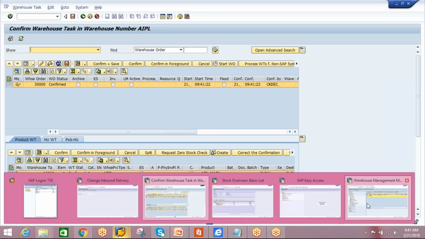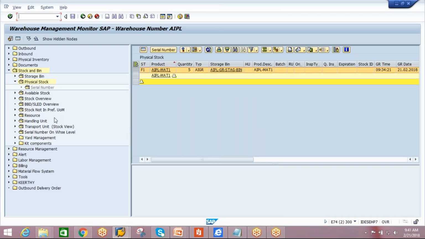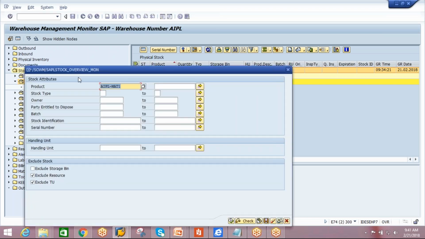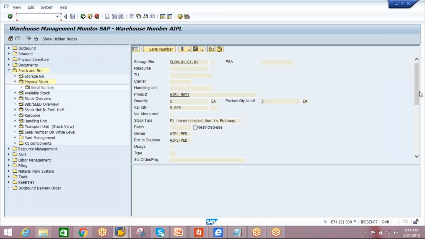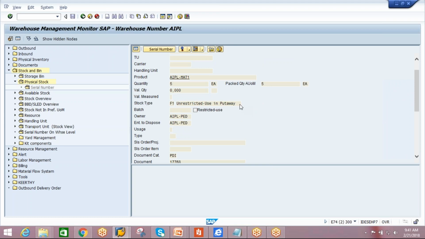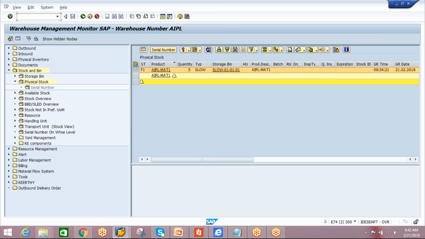Now go to monitor. I did some put away and I confirmed the put away warehouse orders, etc. Now where my stock is lying, we can check. The stock is showing in this bin and stock is not yet updated. It should be F2 unrestricted in warehouse. Some small setup is there. We have forgotten during the configuration.